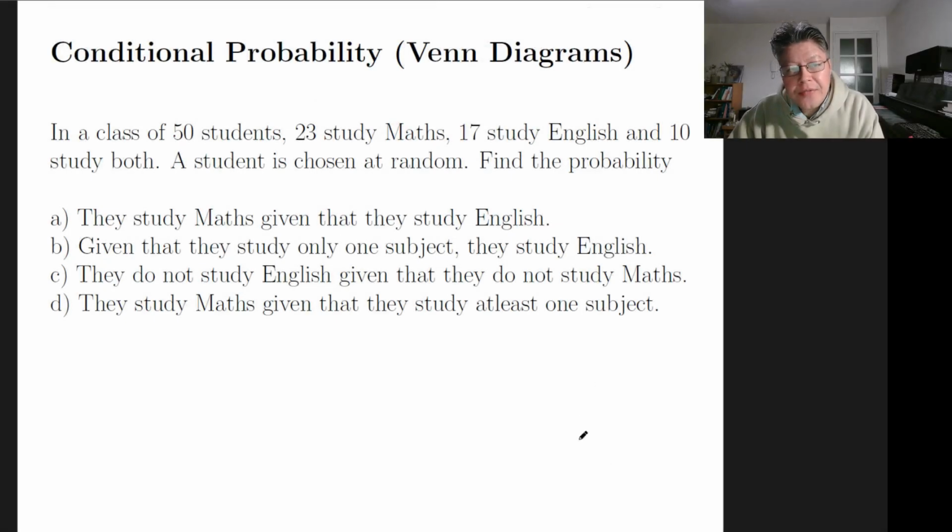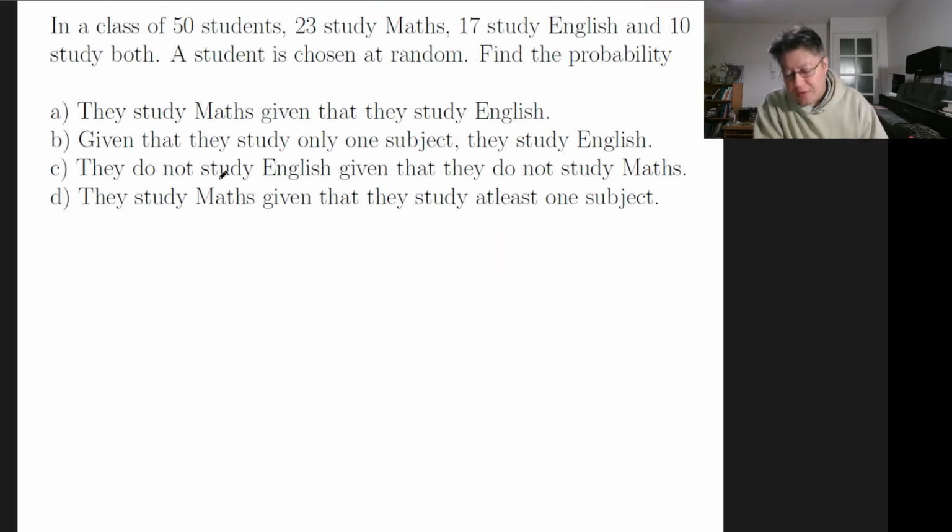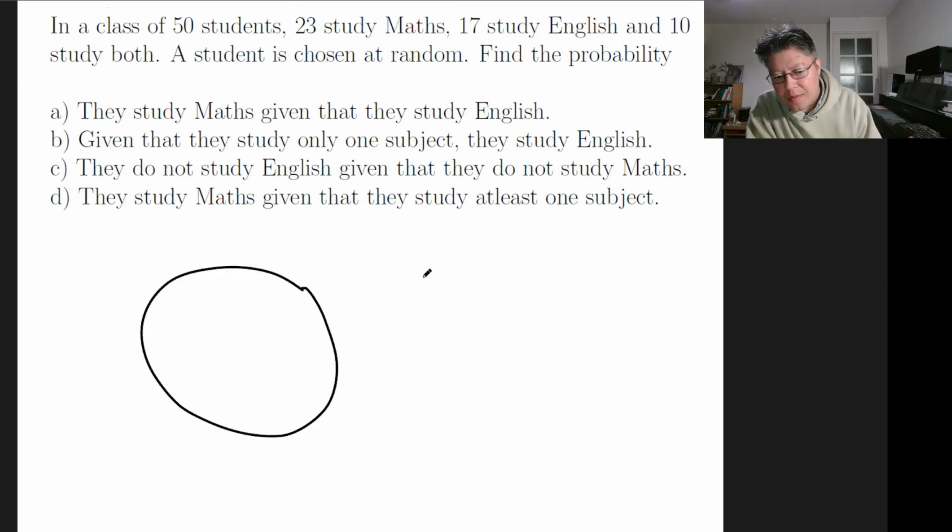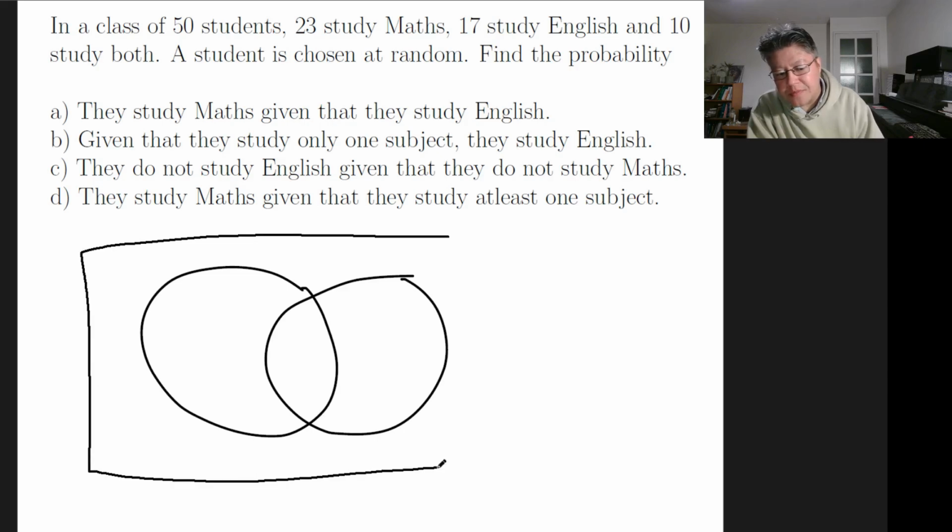Okay, so in this video we'll be doing conditional probability with Venn diagrams, and we're given a question and it involves students, 50 students, and they study maths or English. So this is going to be a double Venn diagram question. So we'll begin by drawing out the double Venn. So we have 1 and then 2 and then a square box around it. And we'll label the first one maths and the second one English.